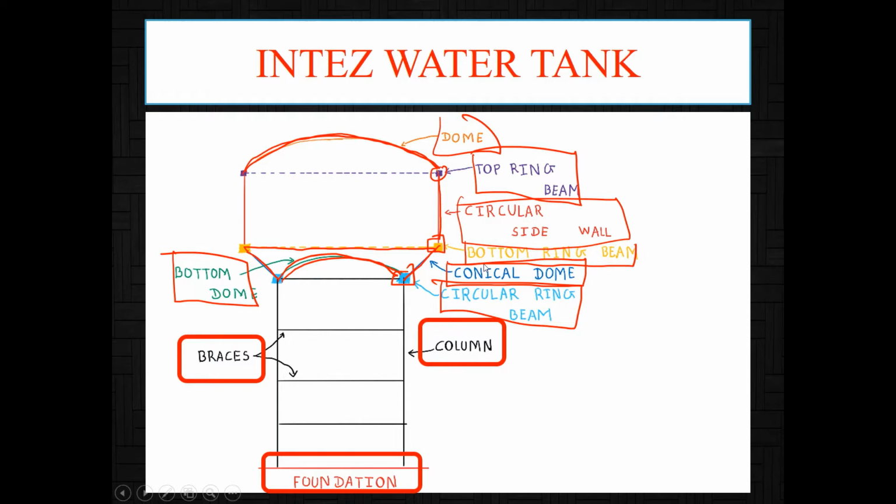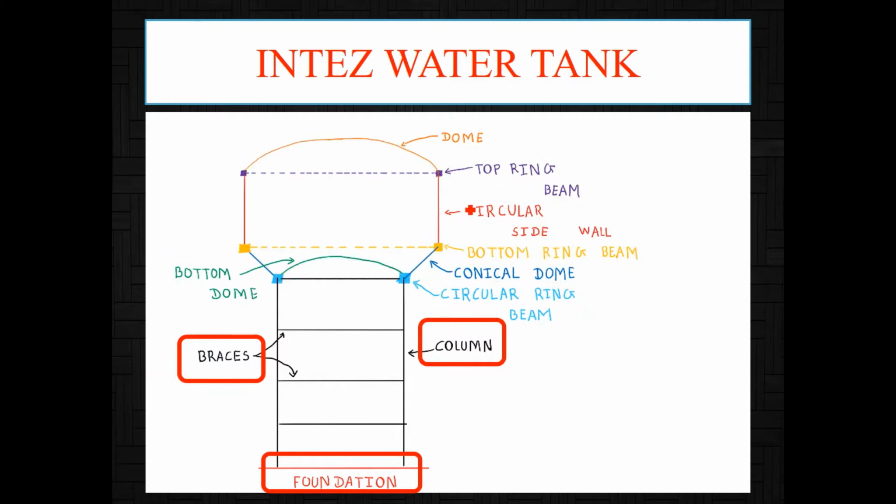But remember, there is one point here. In the exam they will ask the dome, top ring beam and circular side wall only. Or in a rare case they will ask the bottom ring beam design. But in most cases they will ask you to design the dome, top ring beam and circular side wall. So in this lecture we will cover these three components only, and in the next lecture we will cover the rest. Right?